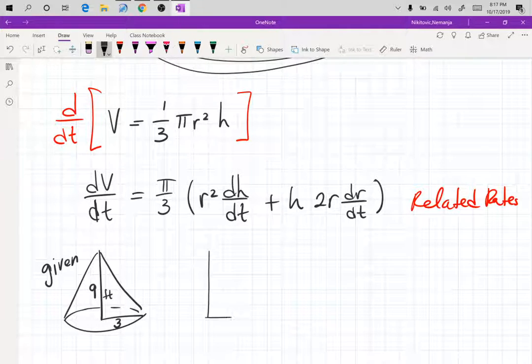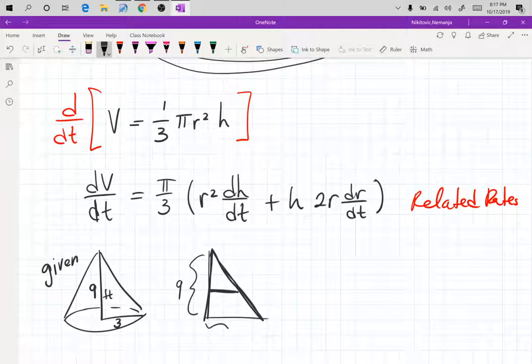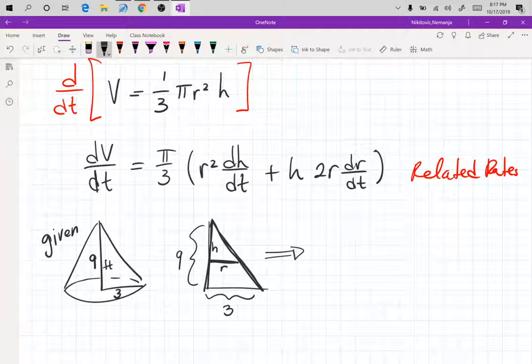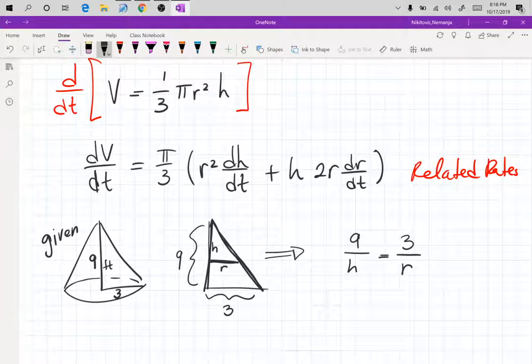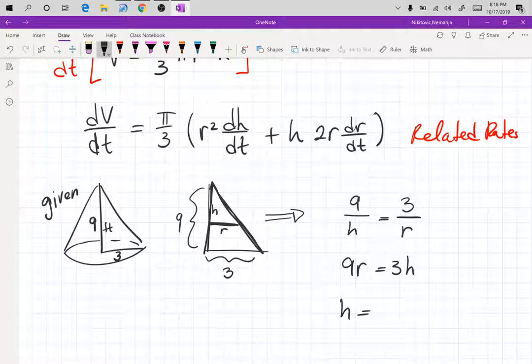So when you consider the similar triangles right here, you know that the long length is 9 and the long length over here is 3, but then you have the little h and the little r here for the smaller triangle. And you can write the proportion from this triangle. You can say 9 is to h what 3 is to r, and then you can cross multiply to get 9r is equal to 3h, and from there you can say h equals 3r when you divide both sides by 3.